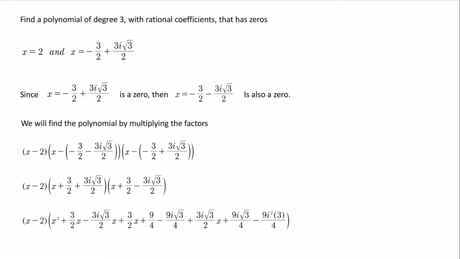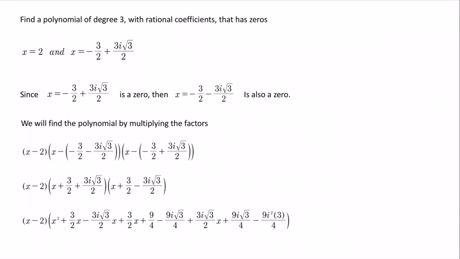When we do this, we'll wind up with x squared plus 3 halves x minus 3i root 3 over 2 x plus 3 halves x plus 9/4 minus 9i root 3 over 4 plus 3i root 3 over 2 x plus 9i root 3 over 4 minus 9i squared times 3, which we get from multiplying the square root of 3 by the square root of 3, over 4.